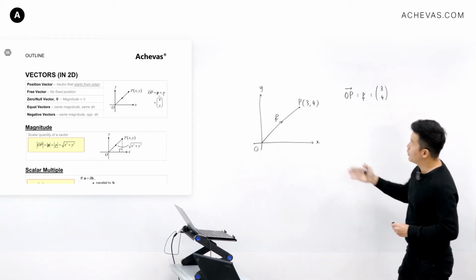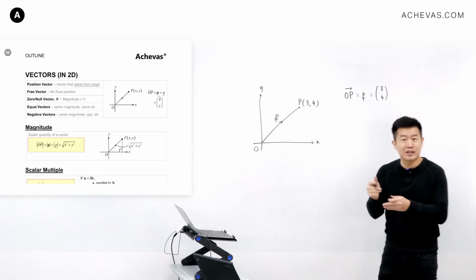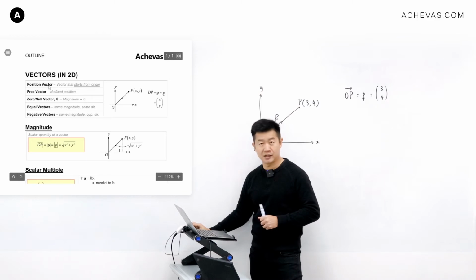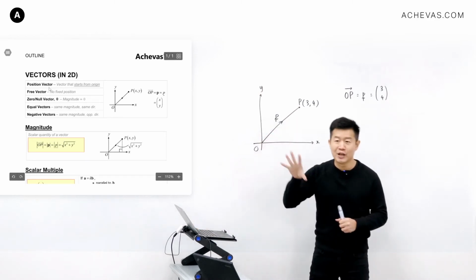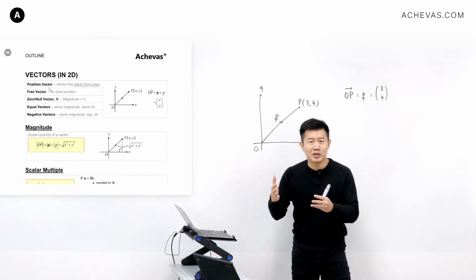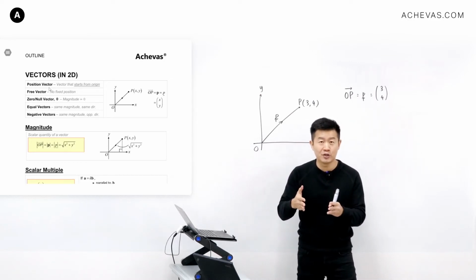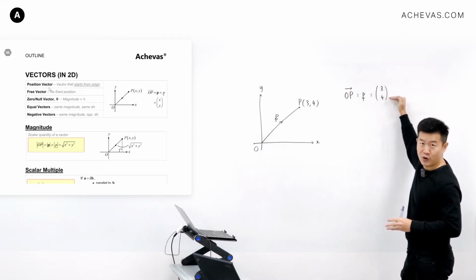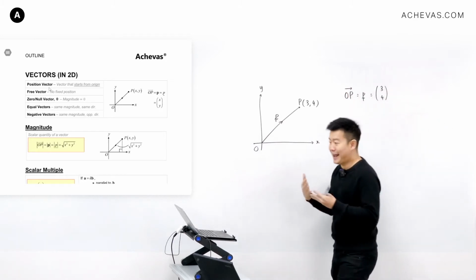And this vector (3, 4), because it starts from the origin, is fixed to the origin. This vector here is called the position vector. So the moment you see this word, you know that this vector starts from the origin. Why is it so special that we need to know that the vector starts from the origin? Because if you were to just look at (3, 4), it can also be representing another kind of vector.